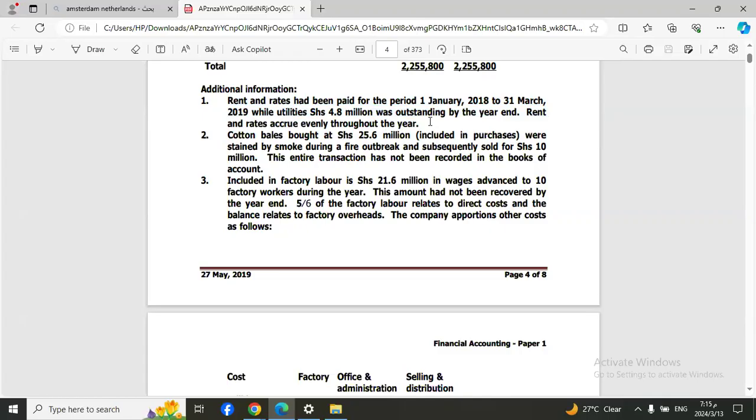Cotton bales bought at shillings 25.6 million, included in purchases, were stained by smoke during a fire outbreak and subsequently sold at 10 million. This entire transaction has not been accounted for in the books of accounts. They have not yet recorded it under the books of accounts.